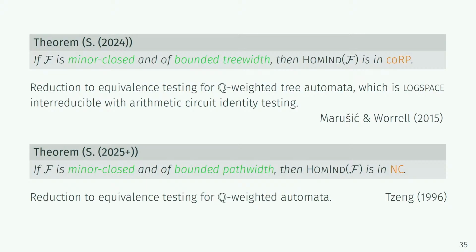Okay, and secondly, if your graph class has bounded path width, then this problem is actually in NC by going to equivalence testing for weighted word automata. Okay, so this is what we have on the positive side.